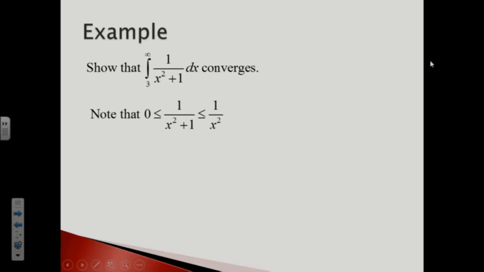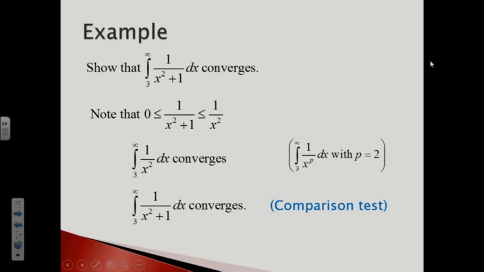Note that 1 over x squared plus 1 is positive and is less than 1 over x squared, and the integral from 3 to infinity of 1 over x squared converges because p is equal to 2. Therefore, the integral from 3 to infinity of 1 over x squared plus 1 converges.